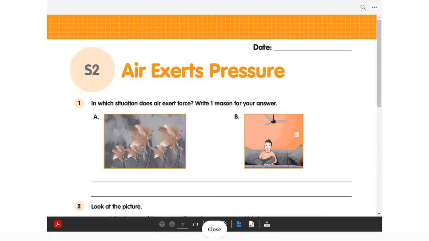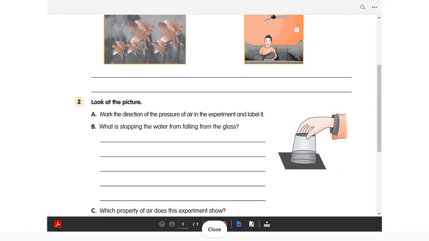Okay. Next question. That is the picture. We saw an experiment like that picture, right? Now the question is, mark the direction of the pressure of air in the experiment and label it. How does the air pressure flow? Mark the direction. Air in the surroundings exerted upward force on the cardboard and balanced out the downward force of the water.